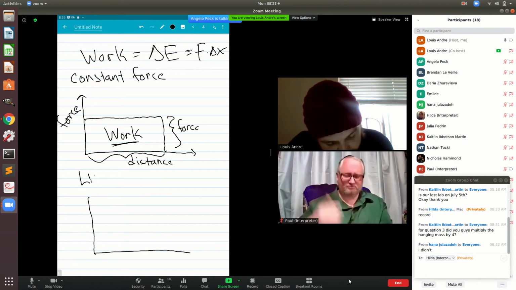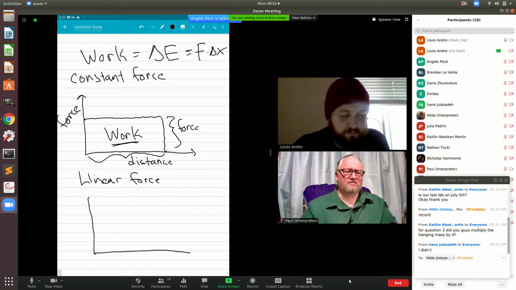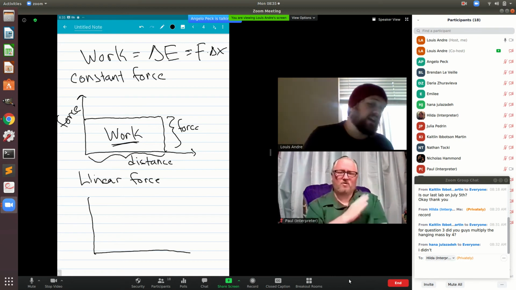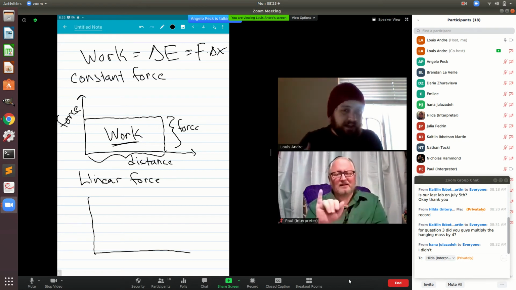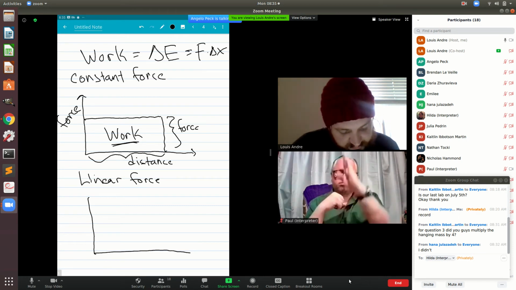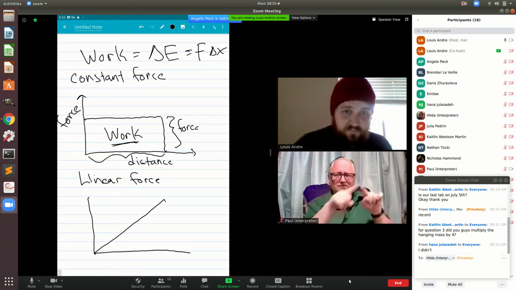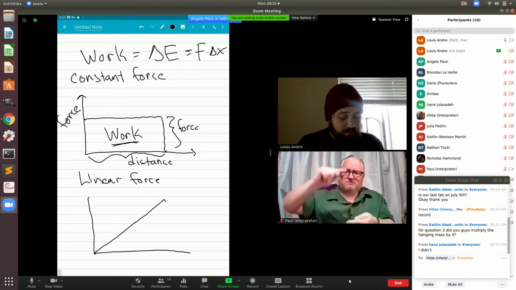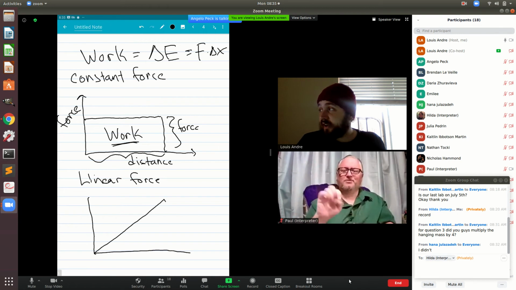How about linear? The constant force I just wrote here is also linear, but when I say linear, I just mean it's not constant, but it's also not quadratic. It's just going to be a straight line. One of the most classic versions of that is a spring. And you'll see in the actual lab, if you read through the beginning part, which some of you may or may not do, it actually does talk about the force-distance diagram for a spring.